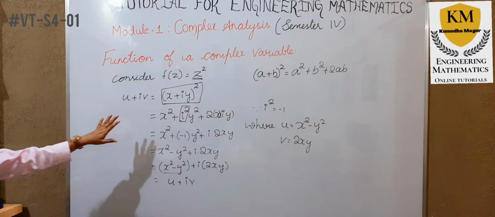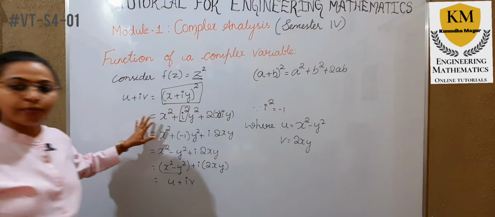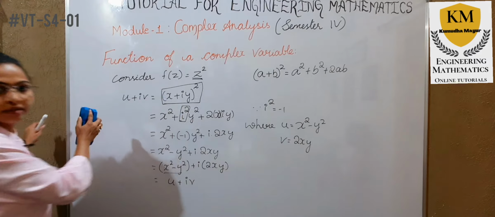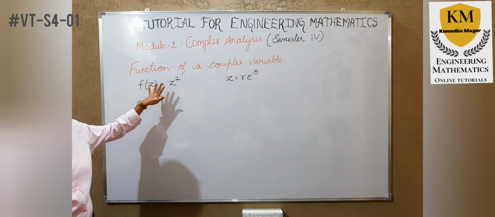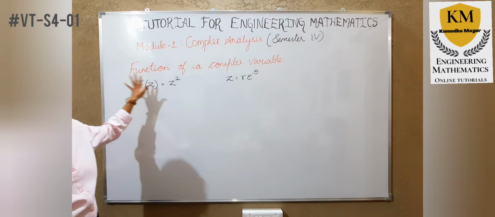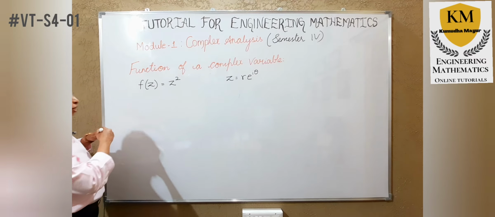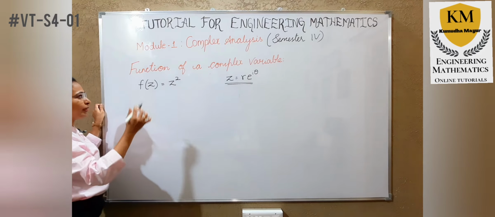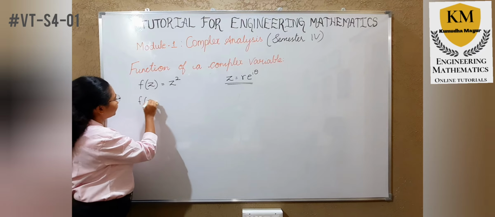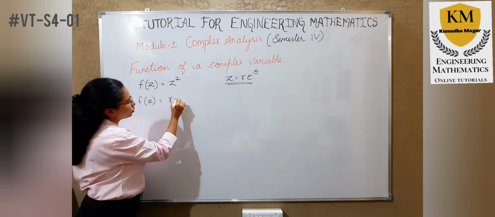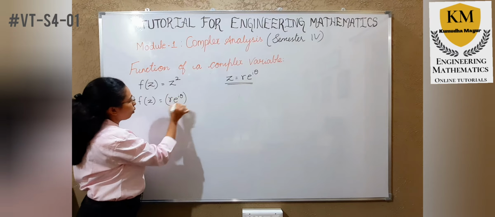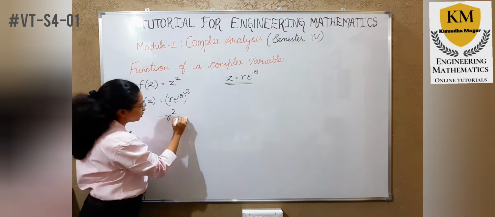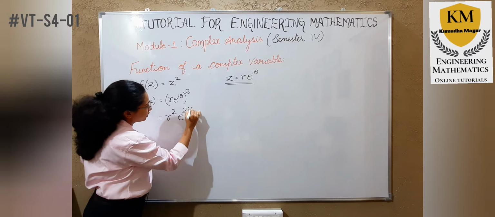Now let us also do it for the polar form. Let me continue with the same function of the complex variable, f of z is equal to z square, in polar form. So we know that if it is polar form, we are going to consider z is equal to r into e to the power i theta. So this will become f of z is equal to r into e to the power i theta whole square. So this we can write as r square e to the power 2i theta.